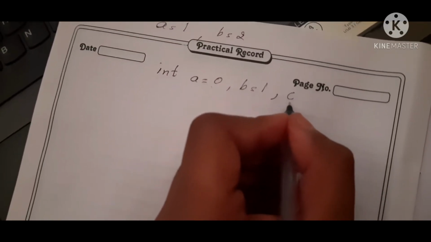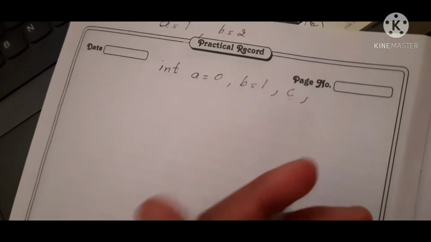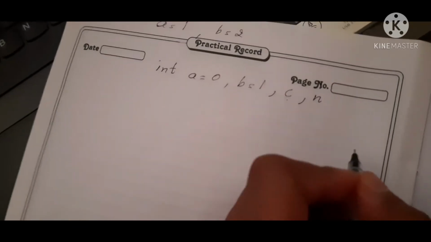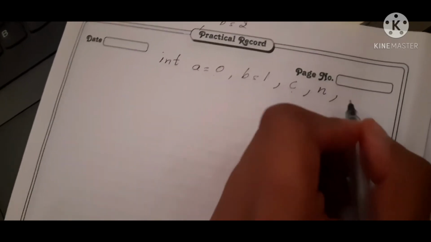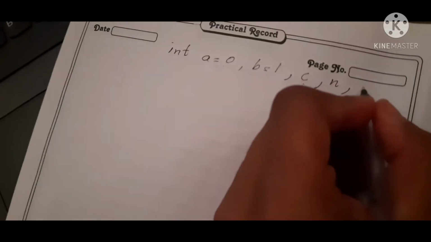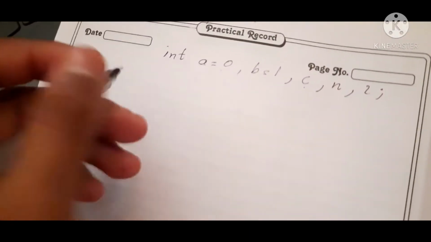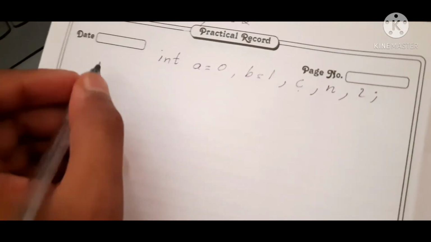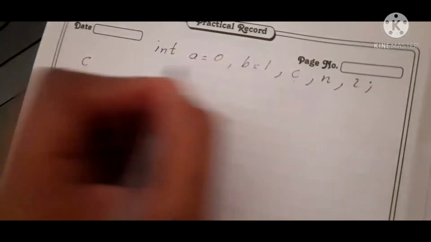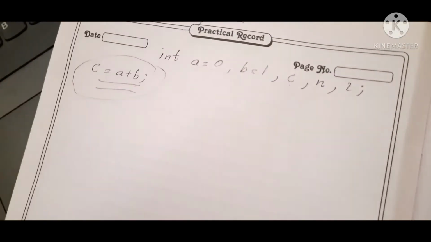So for the next term we take the variable C, and for how many terms you have to print, I take the variable n, and of course we take a loop. For that loop I take the variable I. So now discussing the logic. According to the definition of the Fibonacci series, the next term C is equal to A plus B, the sum of its previous two terms. This is the important logic we have to discuss.